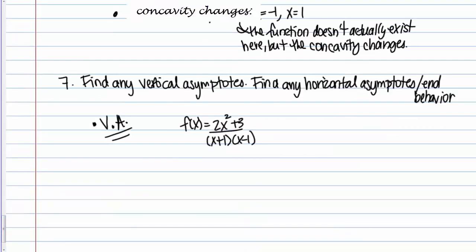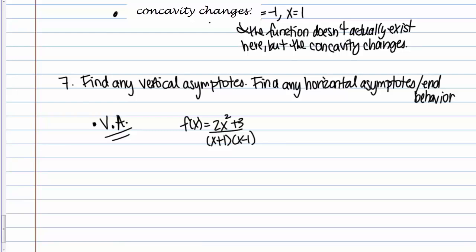All right, so now we know where the local extrema are and where the concavity changes. In step 7, we want to find any vertical asymptotes and also find any horizontal asymptotes or other end behavior of the function. So let's start by thinking about the vertical asymptotes. Here I've written the original function, and I've also written the original form at the bottom where it's factored into x plus 1, x minus 1. So when do vertical asymptotes happen?